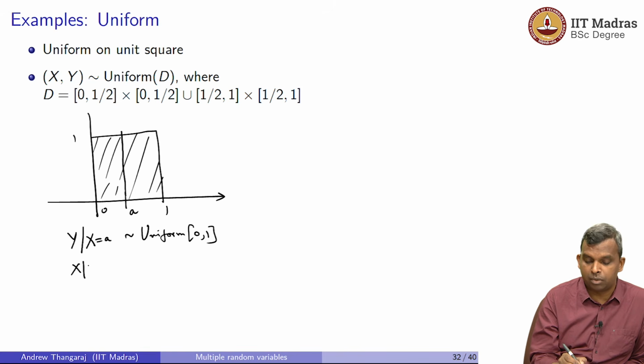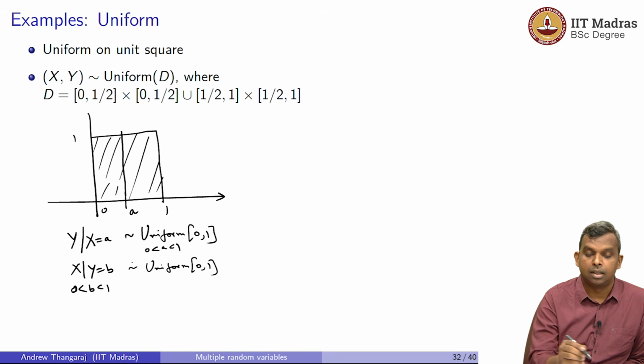The same thing with x given y equals b. This is of course for a between 0 and 1, b between 0 and 1. This is also going to be uniform 0 comma 1. Okay, so this is the first one. This is uniform on unit square. Let's do the second one.